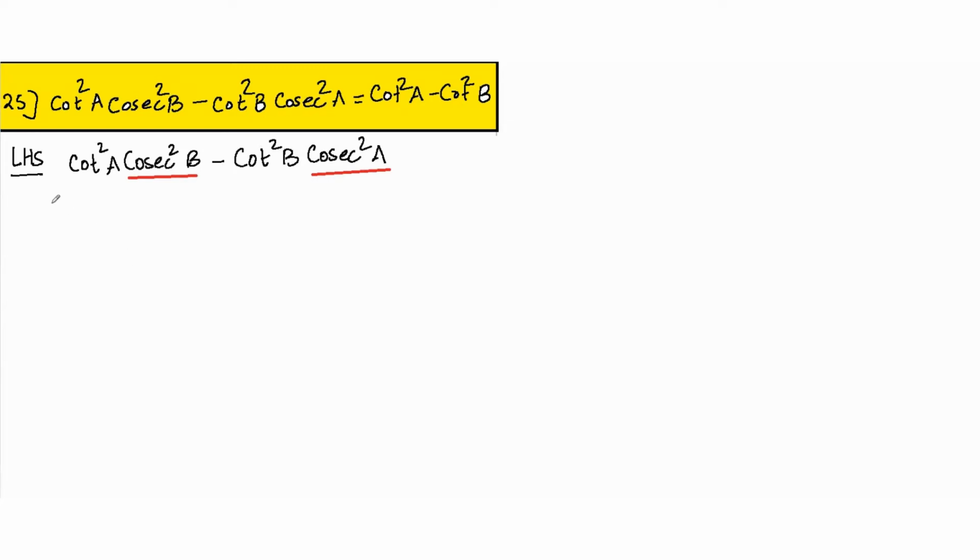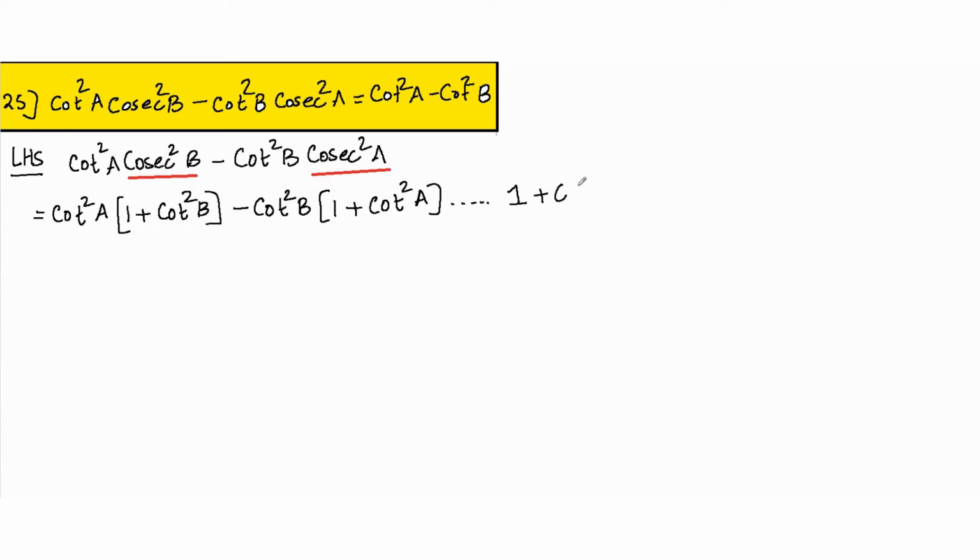So I will write this as cot square A, and cosec square B can be written as 1 plus cot square B, right? So 1 plus cot square is cosec square, minus cot square B multiplied by cosec square A, which is 1 plus cot square A, right? So what is the identity that I've used here? I've used 1 plus cot square theta is cosec square theta. Okay, so time to open up the brackets.